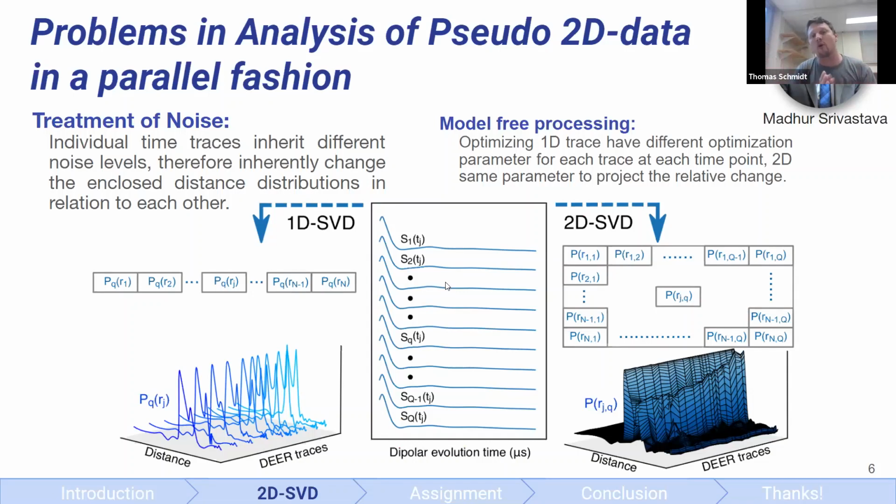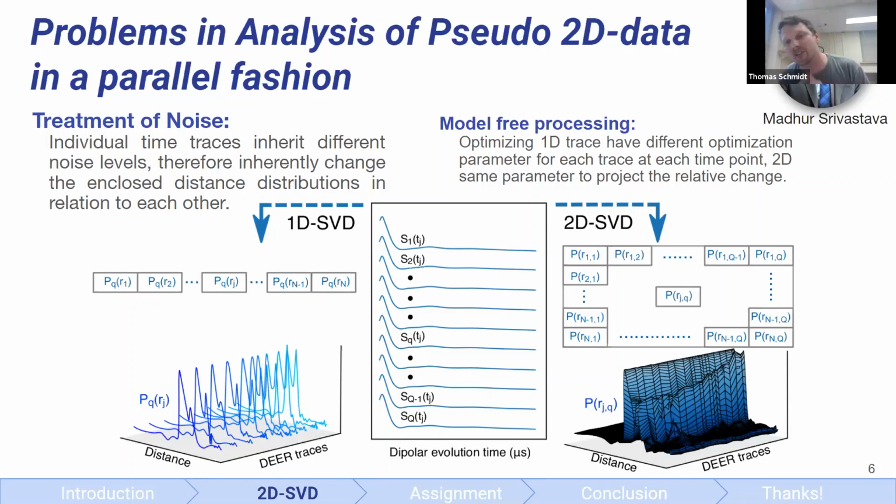The most common form, and I think this is a great form, it works wonderfully, is to go from each single trace and analyze them in parallel. That means each individual time trace is analyzed separately. Now, if we do that, we get for each one a distance population P of R, or P of Q. However, each one will have some differences due to the noise level variation between the traces and differences in the different parameters.